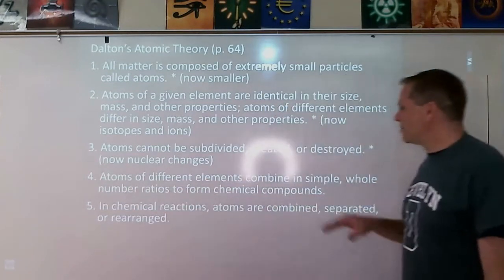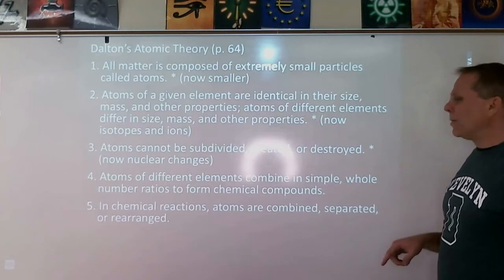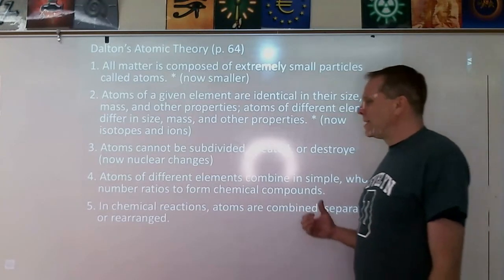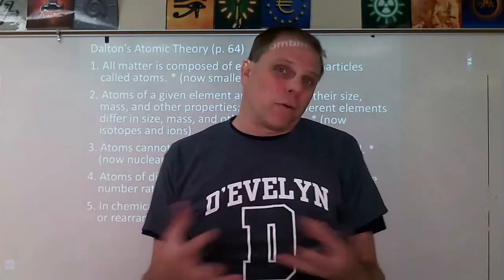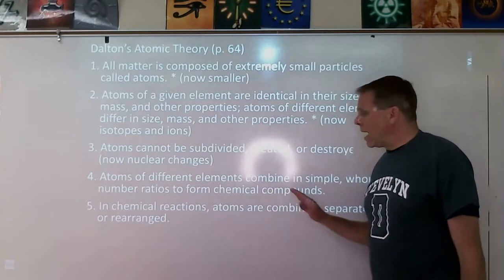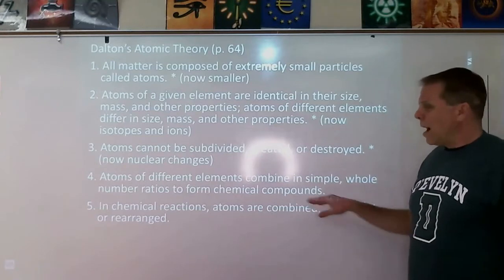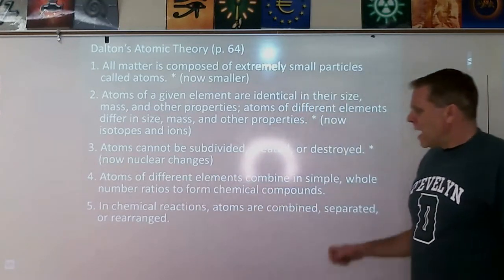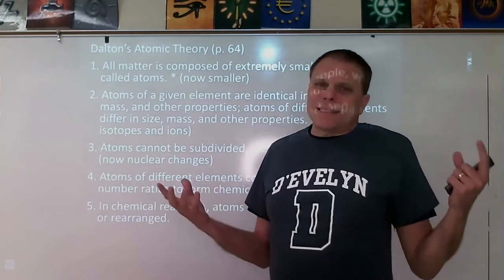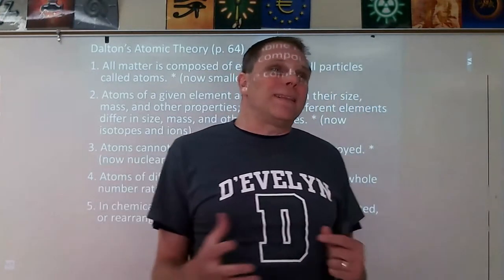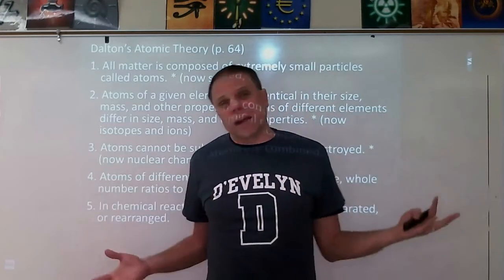Anyway, number 4, atoms of different elements combined in simple whole number ratios to form chemical compounds. So this is just an idea like sodium and chlorine come together to form sodium chloride, right? So these things are combining to make compounds from different elements. And then in chemical reactions, atoms are combined, separated, or rearranged. So again, these things seem really simple, but this is, again, before they even understood what an atom was.